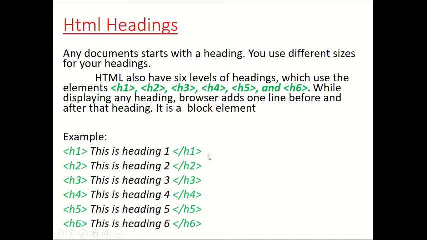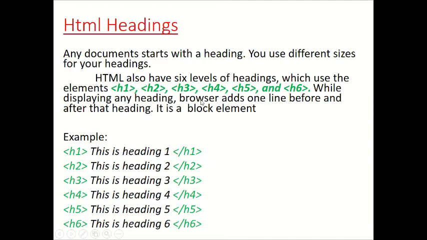HTML headings. What are HTML headings? Any document starts with a heading. You use different sizes for your heading. Yes, HTML also has 6 levels of heading, which we use. The elements are header 1 to 6 here: 1, 2, 3, 4, 5, 6. While displaying any heading, the browser adds one line before and after the heading.